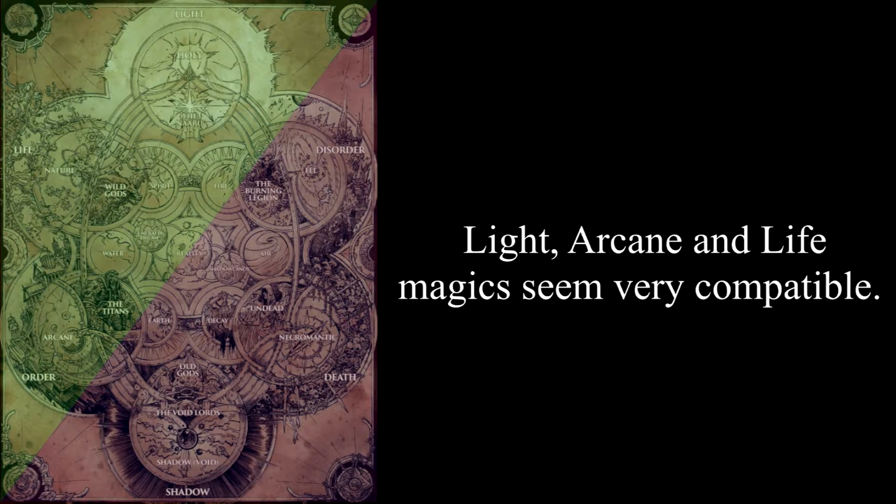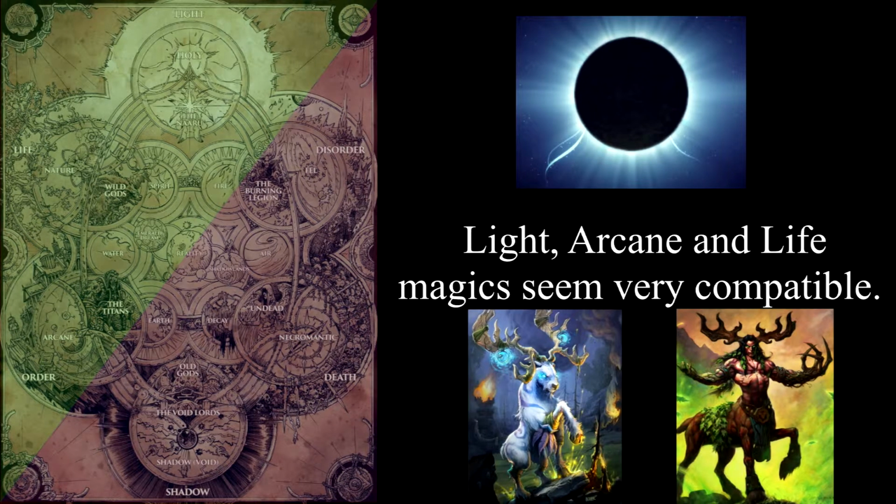Now, I'm assuming anyone who has made it this far already knows the light, arcane, and life magics are never regularly at odds. I mean, if anything, there seems to be things in the universe that imply they have a lot more in common than you'd first think. Elune, Cenarius, and Malorn probably being the best examples of this.